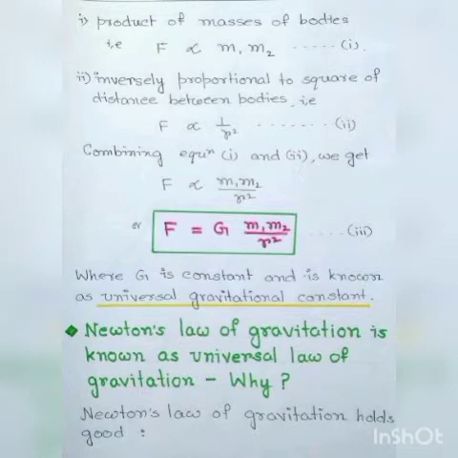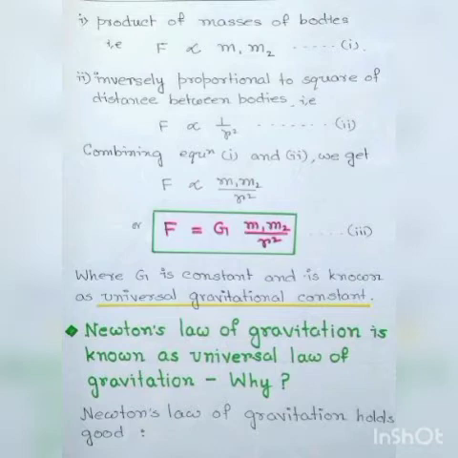Next, number 2, this gravitational force is inversely proportional to the square of distance between bodies. That is, F is directly proportional to 1 by r square. Therefore, if we increase the distance between two particles, the attractional force will be decreased. If you decrease the distance between the particles, then gravitational force will be increased, as this force is inversely proportional to 1 by r square.